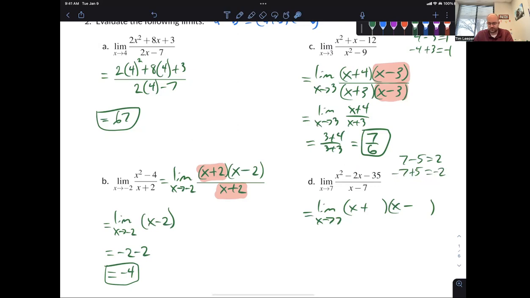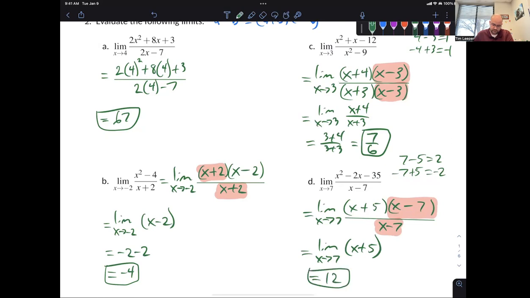We want it to be negative, so the 7 needs to be negative, and the 5 needs to be positive. And then all over the denominator of x minus 7. Wonderful. Now notice again, the x minus 7's cancel, and what we're left with here is the limit as x approaches 7 of just x plus 5. Now notice if I plug in 7, that just gives me 12. And there we go.